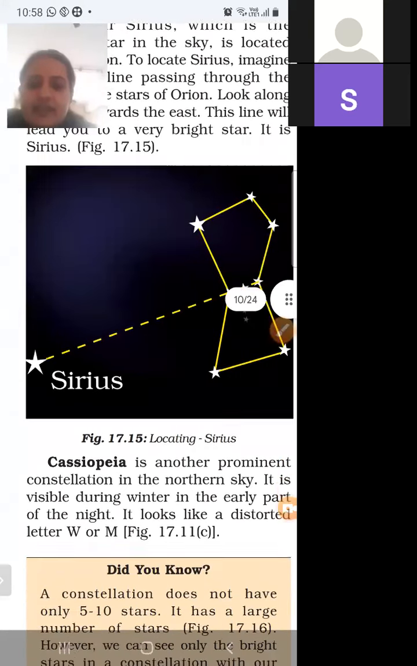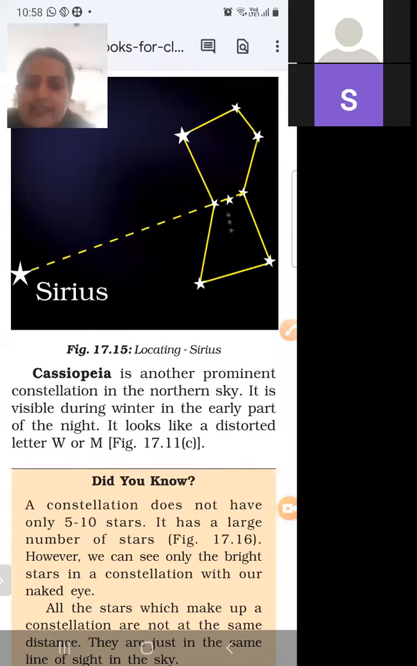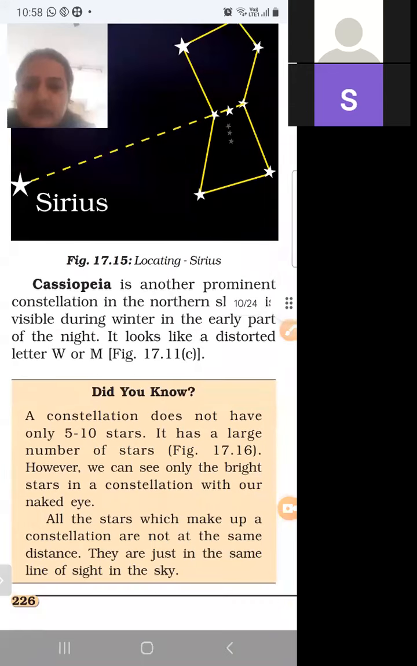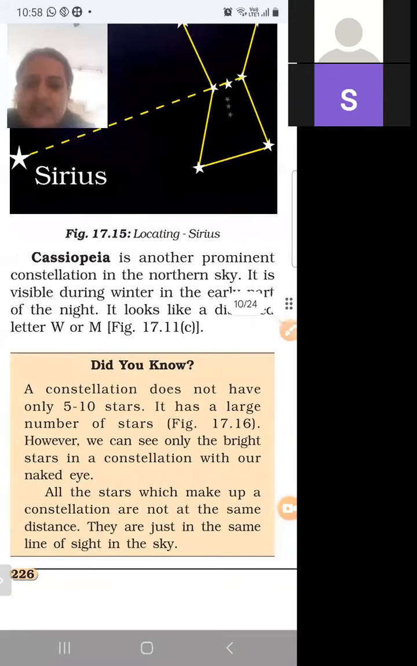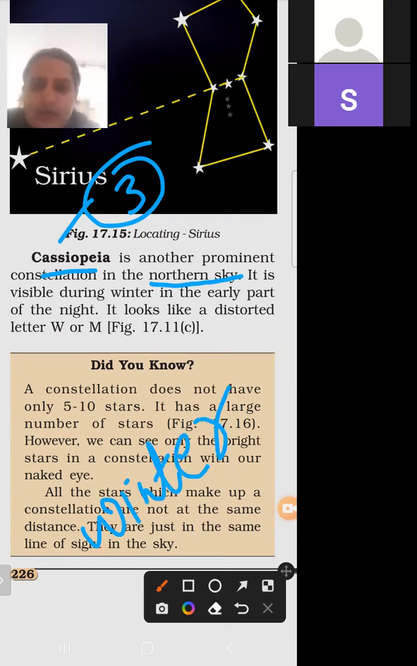Next is Cassiopeia. The third constellation is Cassiopeia. It is another prominent constellation in the northern sky. We can see Cassiopeia in the northern sky, and it is visible in the winters. It is visible only in the night.